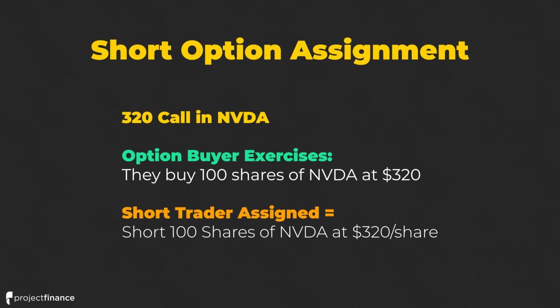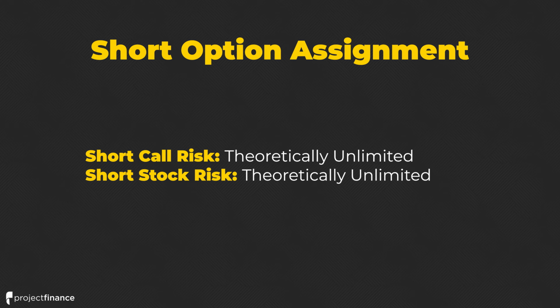In the case of this 320 NVDA call option, if I got assigned on this short call, I would sell 100 shares of NVIDIA at $320 per share. Note that this would not increase the loss potential or risk of the trade, but it would change the structure of the trade.